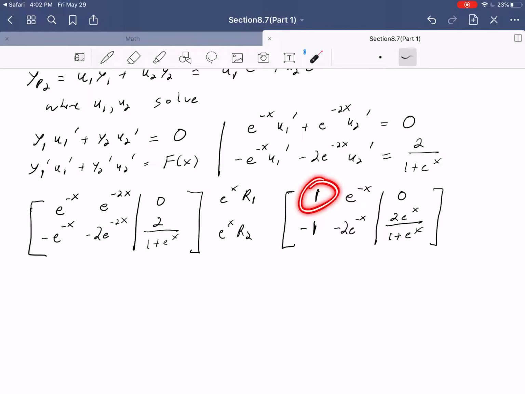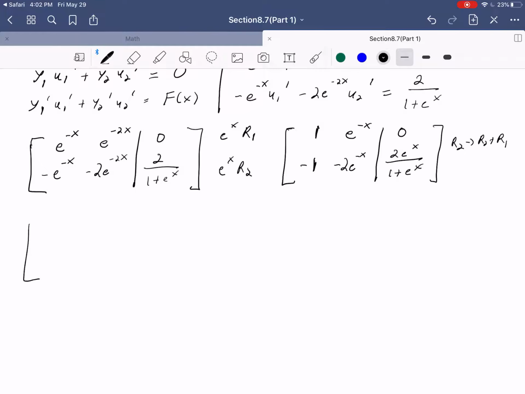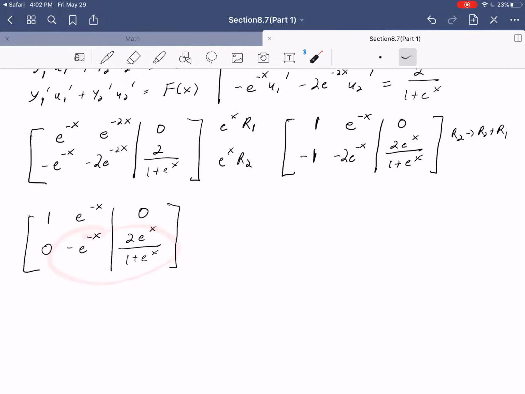Now, very easily, we can use this to clean this out down here. So let's replace row 2 with row 2 plus row 1. If we do that, we should get 1, e^(-x), 0, 0. If we're adding this onto there, we should get -e^(-x). And then we have 2e^x/(1 + e^x). All right, so we can now go ahead and actually solve this.